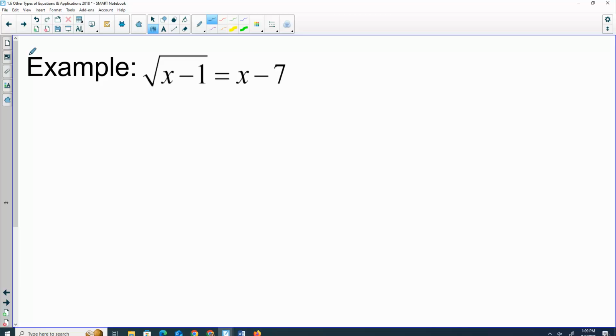So what do you take the local to? Okay. So yes, to get rid of a square root, we square. Now, here's the thing you need to remember. When you square, you are squaring the entire side. So on the left, it cancels the square root. How do I take x minus 7 and square it?